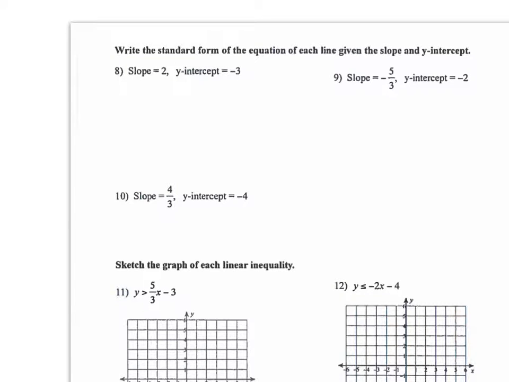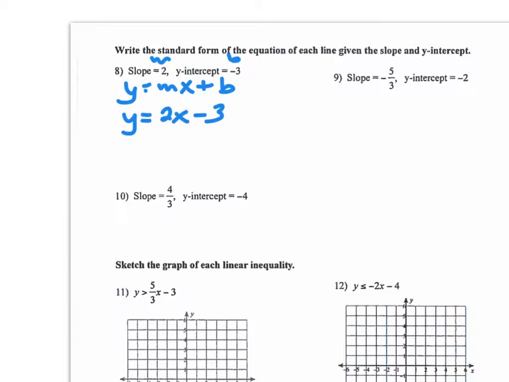Okay, page 2, write the standard form of the equation of each line given the slope and y-intercept. So standard form, first I'm going to start though with slope-intercept form. So I'm going to start with y equals mx plus b, and then plug in what I know. I know m is 2 and b is -3. So y equals 2x minus 3.